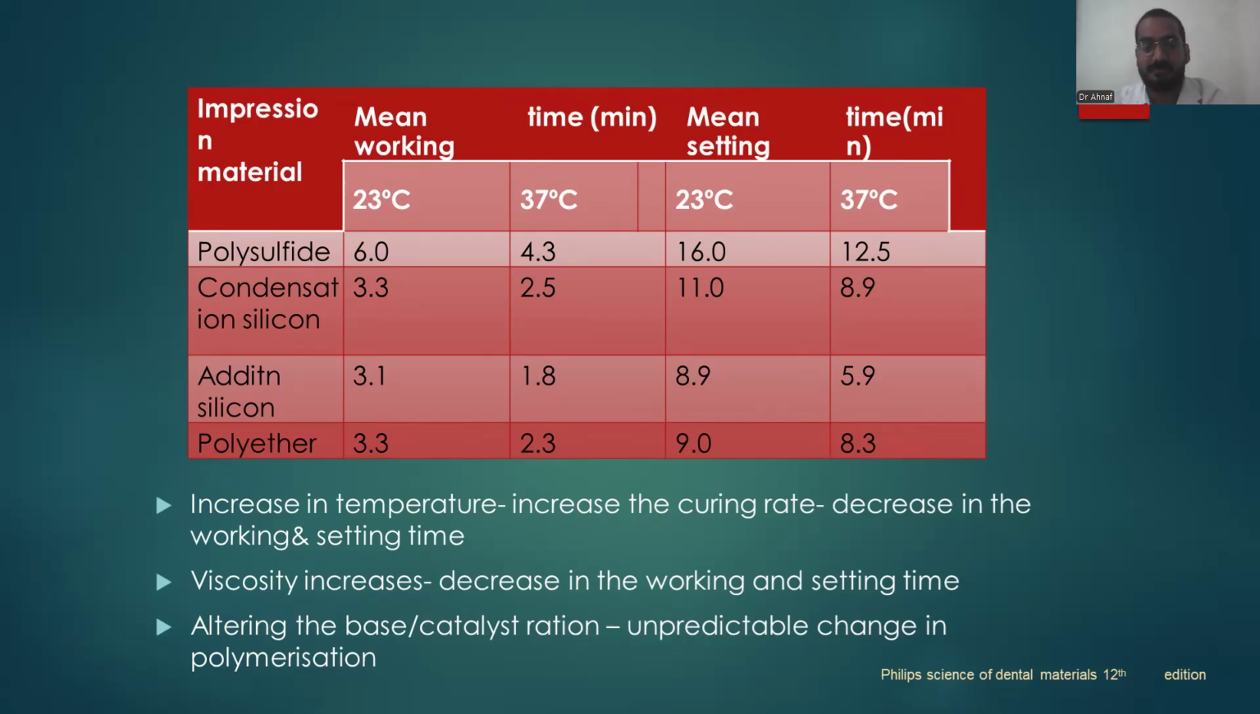An increase in temperature increases the curing rate, and it will decrease the working and setting time. You can see setting time and working time decrease when temperature increases from 23 to 37. Also, when viscosity increases, there is a decrease in working and setting time. We can also alter the base and catalyst ratios, but it may result in unpredictable changes in the polymerization reaction.